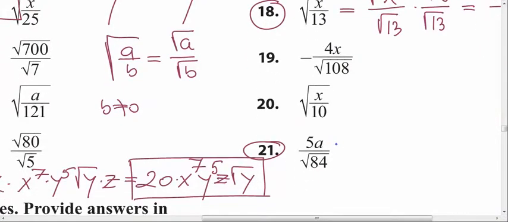Number 21, right? Let's do thick now. Equals. Well, the top stays 5a. The bottom, square root of 84.